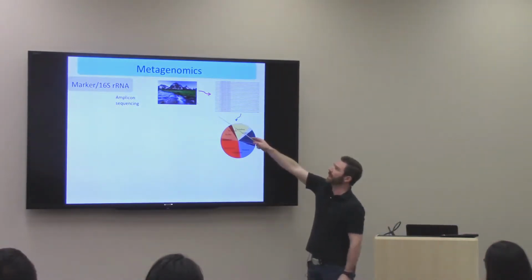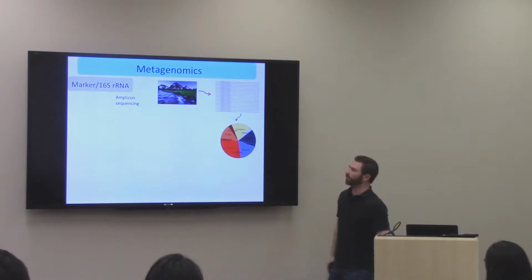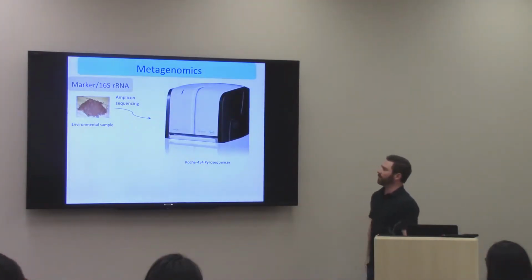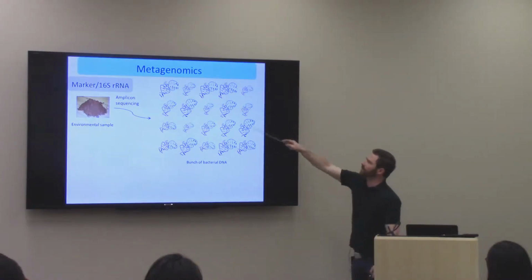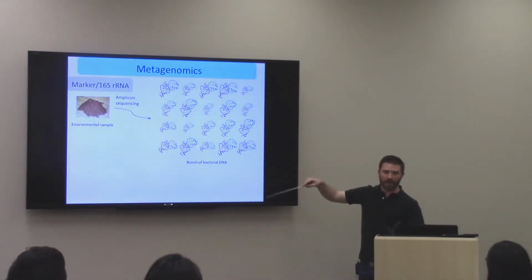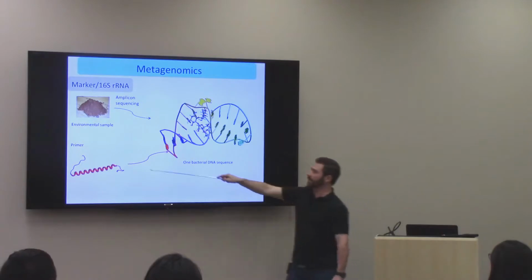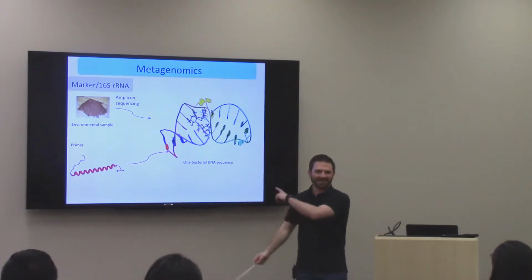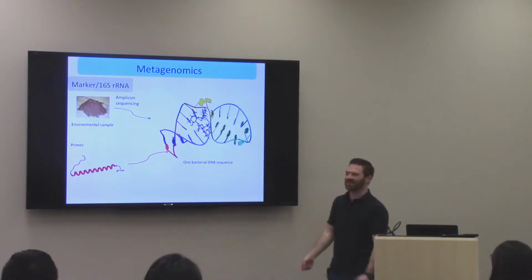First off, let's concentrate. How do they do this? How do they go from the sample to the short reads? Well, amplicon sequencing is one. You take your environmental sample, you throw it on a pyrosequencer, and you have a whole bunch of these bacterial genomes floating around. However, we're going to do amplicon sequencing, so we're going to take a very specific primer to focus on one specific part. This is definitely not a bacterial genome, but hey, it's a cartoon.